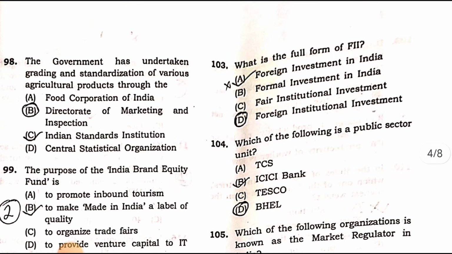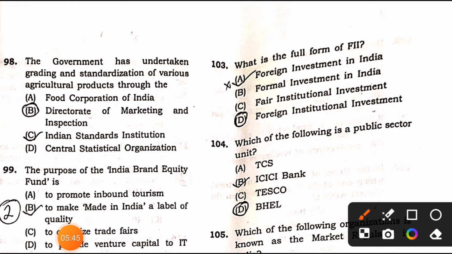Then 1 to 3. What is the full form of FII? Foreign institutional investment. D is the correct answer. Which of the following is a public sector? Correct answer is D. BHEL.